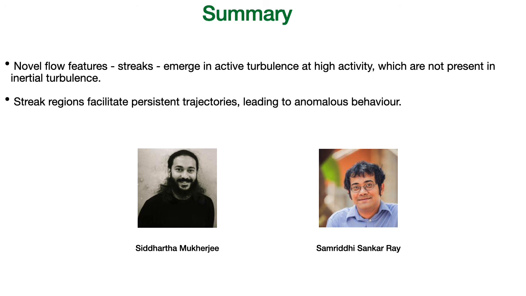The novel flow features, which we call streaks, emerge in active turbulent flows at high activity, and these features are really not seen in inertial turbulence. And these regions facilitate persistent trajectories, which ultimately lead to anomalous behavior.